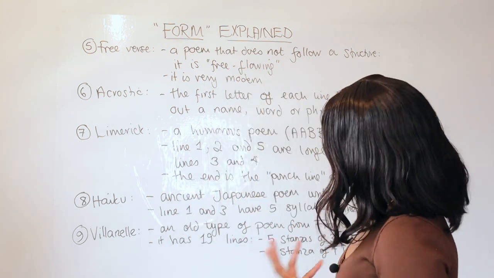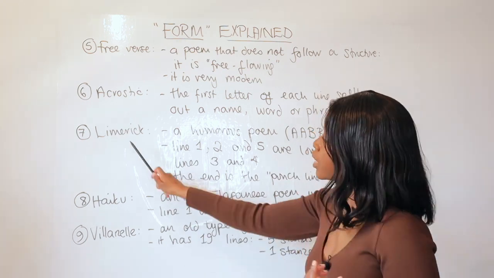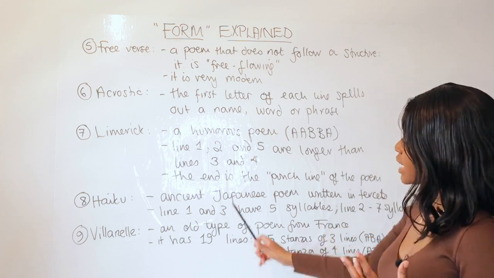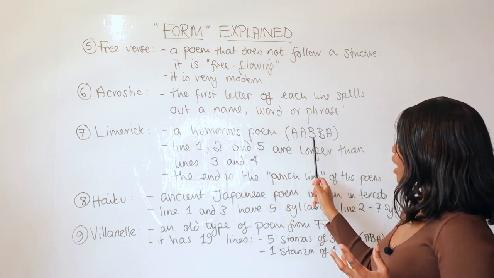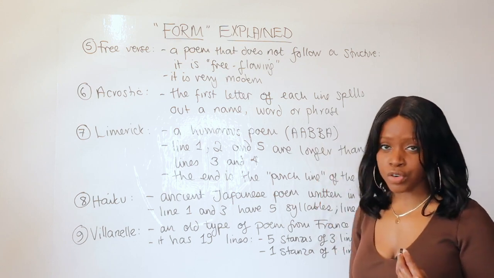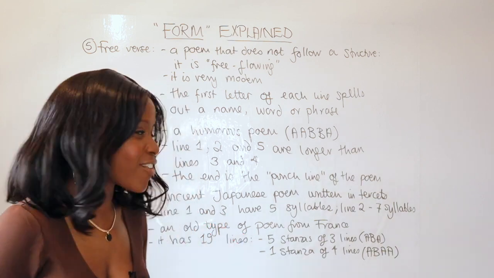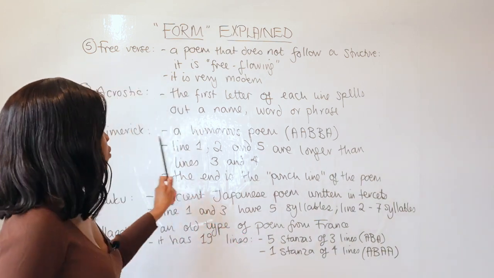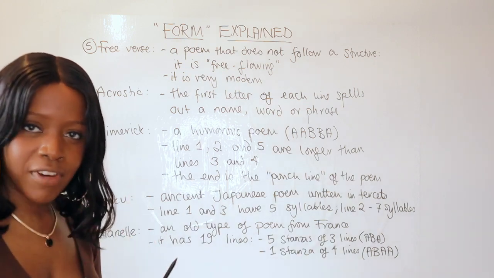The next form to be aware of, which is again very, very well known, is what we call the limerick. Now, a limerick is a very humorous type of poem and it has an A-A-B-B-A structure. So a limerick is a poem that's supposed to be quite funny. Now, in terms of this style of poem, it does follow a specific way of laying out.